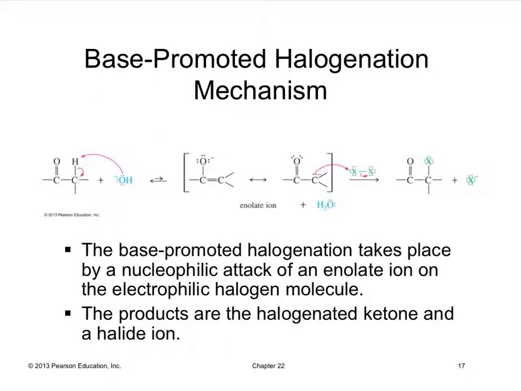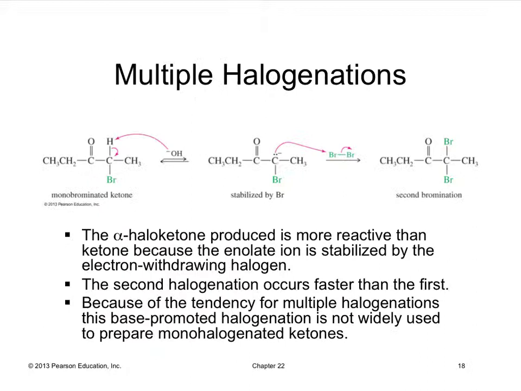The proposed mechanism: the base will deprotonate, electrons will go to that carbon. This will then form the keto-enol tautomer, and then it'll react with the dihalogen to form the alpha halogen product. You can have multiple halogenations, so on the monobrominated ketone, under basic conditions, electrons go there. That will pluck off a bromine, so that now you have a second bromination.